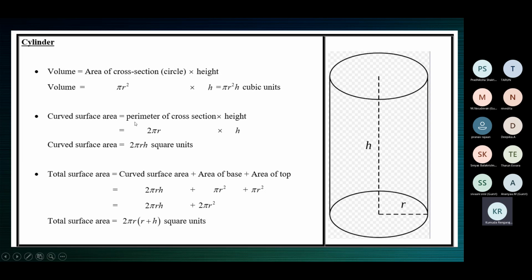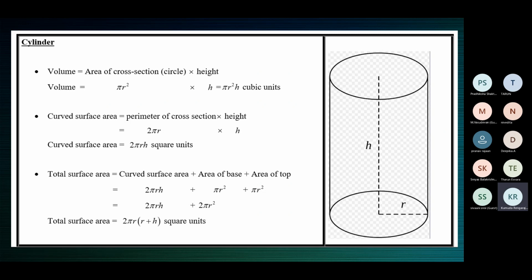Curved surface area, as we defined earlier, is the perimeter of the uniform cross section into height. Now the cross section is a circle and the circumference of a circle is 2 pi r, into height h. So 2 pi r h. Curved surface area of a right circular cylinder is given by the expression 2 pi r h square units. Only the area of the curved portion.